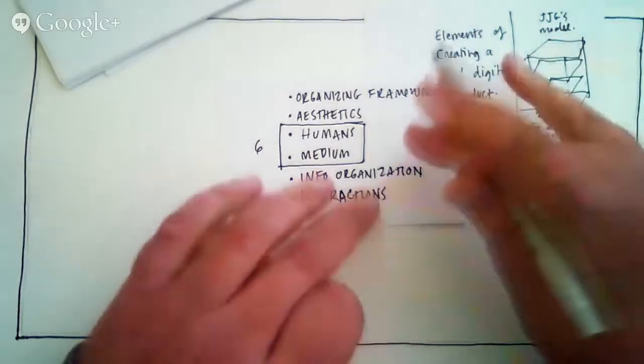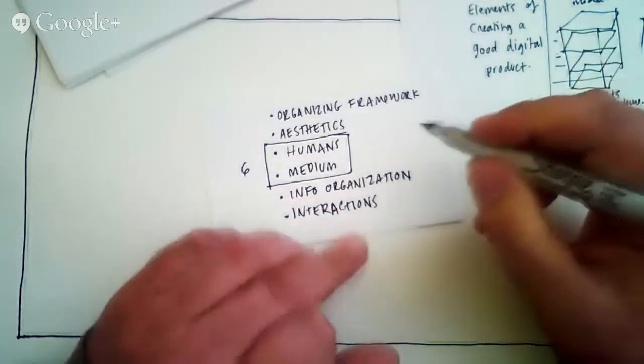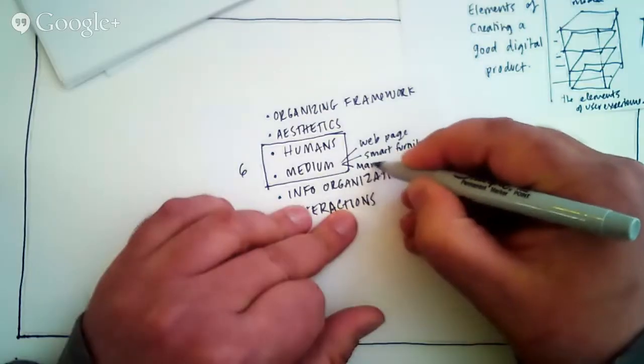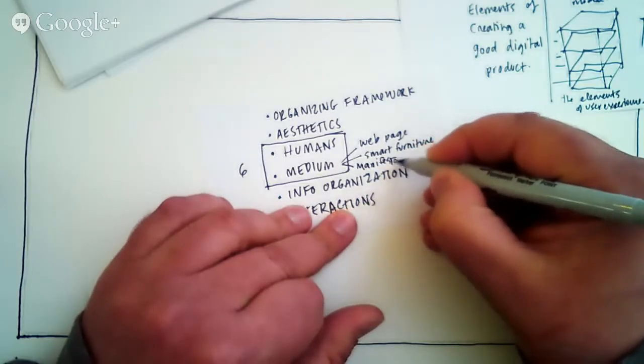Okay, so I know what humans are. What do you mean by medium? Is it going to be a web page? Is it going to be an app? Is it going to be smart furniture, an ATM machine? How will this digital thing manifest itself into the world? Okay, does that make sense? Yep. I love clarity.